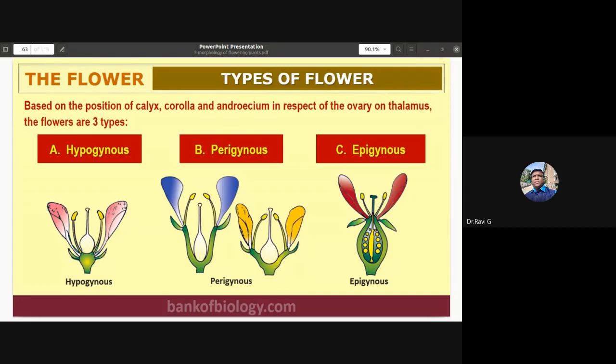So the three whorls arise from here, isn't it? The calyx, corolla, and androecium arise from halfway along the ovary. So we call these perigynous flowers. In members of the Rosaceae family, you can notice that the ovary is semi-superior, or you can also call this ovary semi-inferior.